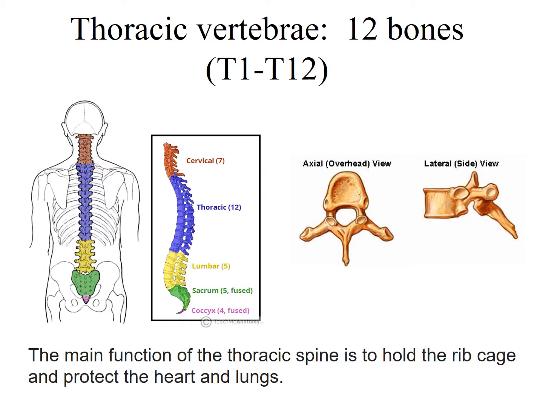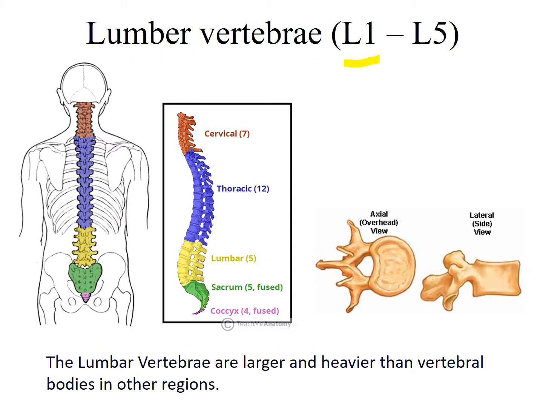So you have the thoracic, which goes from T1 to T12. The cervical in the previous, that's from 1 to 7. I didn't mention it there. But thoracic, T1 to T12. The main function of the thoracic spine is to hold up the rib cage and protect the heart and the lungs. Lumbar, L1 to L5, so there are 5 different vertebrae. The lumbar are larger and heavier because they're holding up other regions of the body.